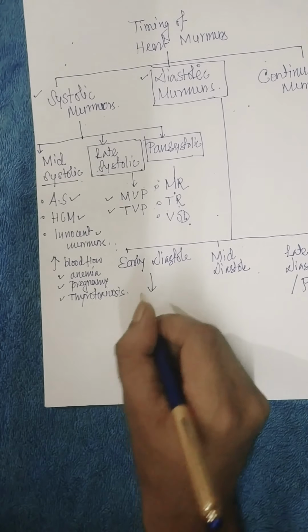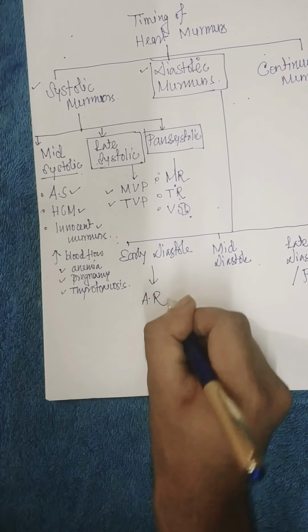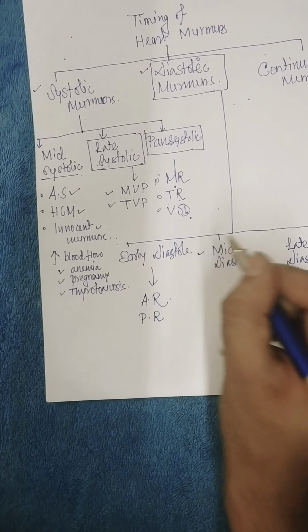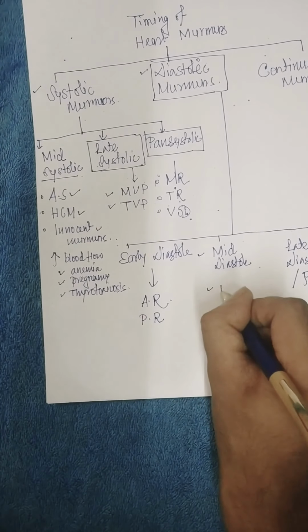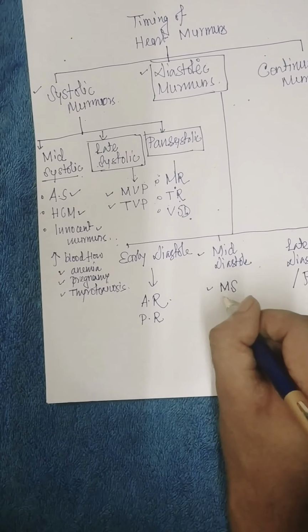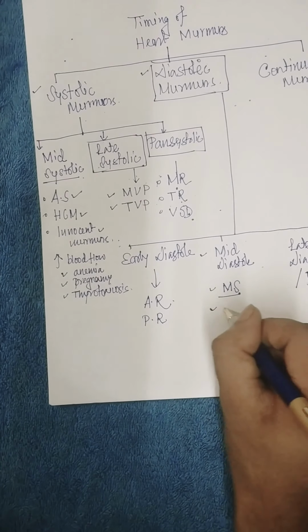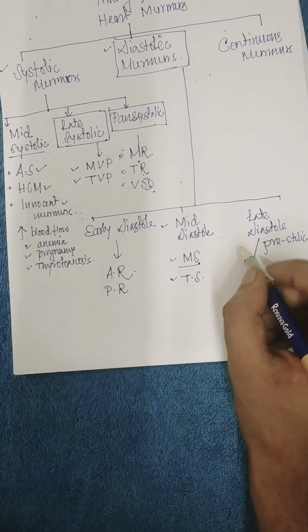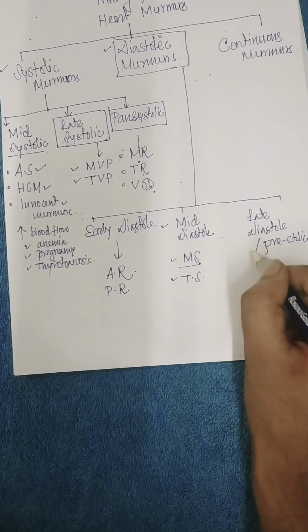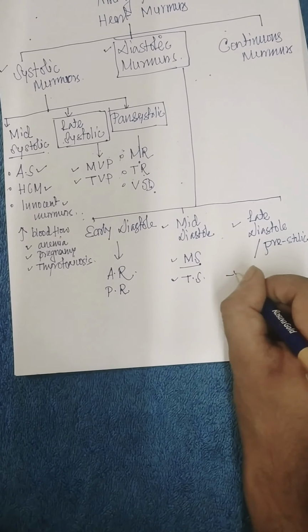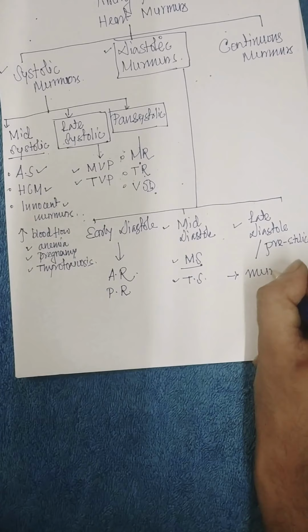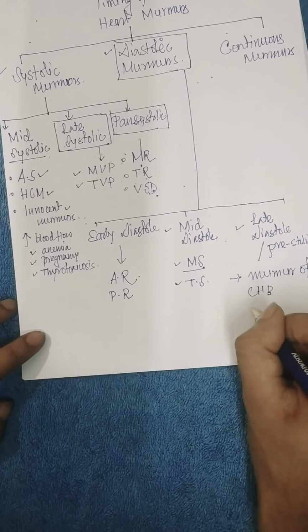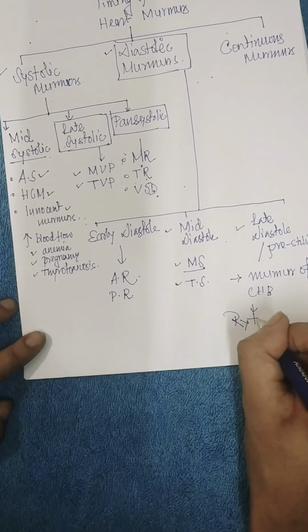Murmurs we find early in diastole are of aortic regurgitation and pulmonary regurgitation. Murmurs we find in mid diastole, we must remember this murmur, very important, very common, murmur of mitral stenosis, and also murmur of tricuspid stenosis. And there are not many murmurs we find in late diastole. One of them is the murmur of complete heart block. Its name is the right hand murmur.